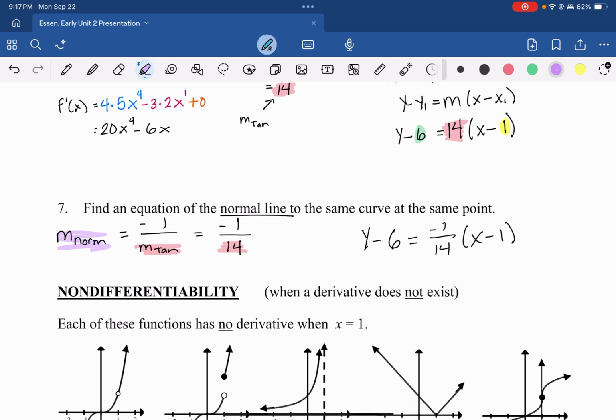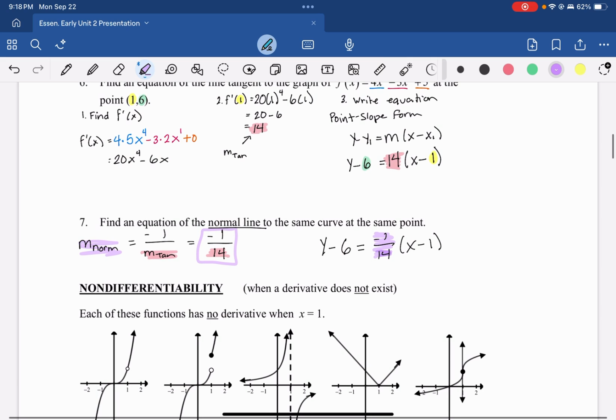I'm just trying to color code this so you can see what's going on. Sometimes we're asked to write the equation of the line tangent to the graph, or the equation of the normal line. That's going to give us: find the derivative, evaluate, point-slope form.